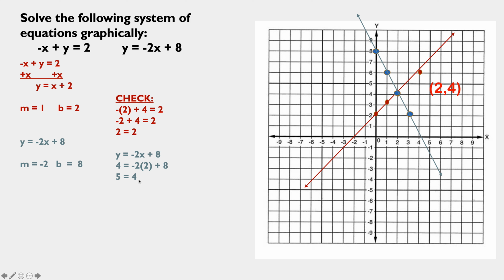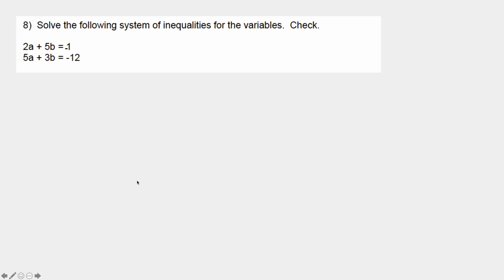Okay, so there's solving a system of equations graphically. Now we're going to solve a system of equations. I don't know why it says inequalities, but equations for the variables. You know what to do here. They're lined up on top of each other. Does that suggest to you that you're going to do elimination or substitution? What do you think? Elimination it is. So let's see you do stop and start and see what you come up with here.